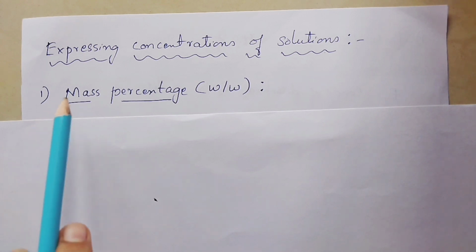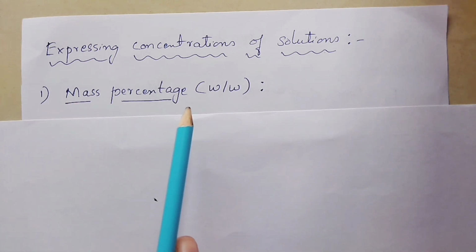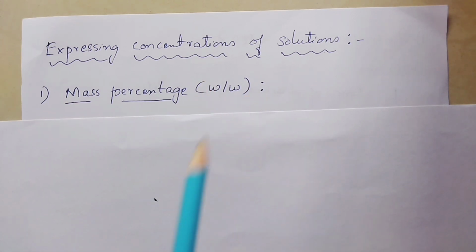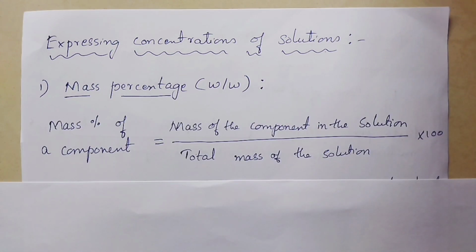The first type is mass percentage, which is represented by W by W. Here is the definition. Mass percentage of a component or solute in a solution is equal to mass of the component in the solution, or mass of the solute in the solution, divided by total mass of the solution, into 100. We need the percentage, that's why we are multiplying it with 100.